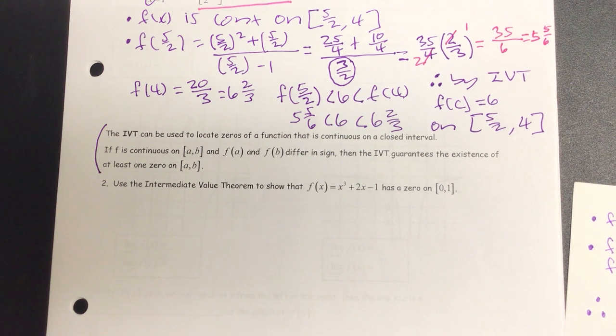And if f of a and f of b have different signs, then the intermediate value theorem guarantees the existence of at least one zero on the interval AB.